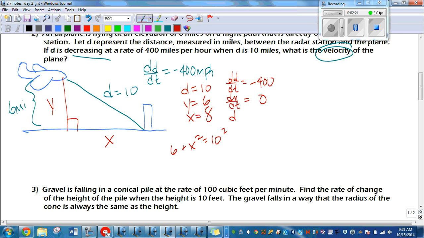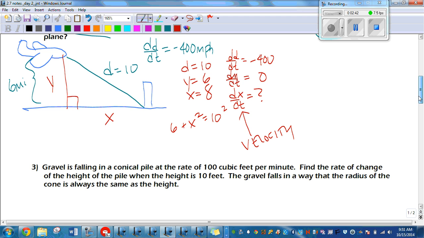And dx/dt, the question asks us to find velocity, but that's what dx/dt is. Right? That's actually our velocity. If you think about our picture here, the change in x with respect to time, that change in distance over time, is going to be the velocity of the plane. So we're trying to find dx/dt. So this is another Pythagorean theorem one. You'll definitely see one with Pythagorean theorem on the quiz Friday.